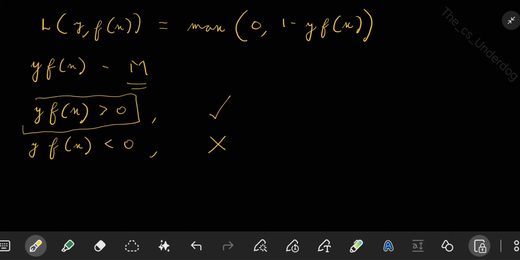Next thing is, one more logic that is going to be applied: your target is not simply to make y into f of x greater than 0. If you do this, your prediction is correct. But in hinge loss, your target is to make y into f of x always greater than or equal to 1.